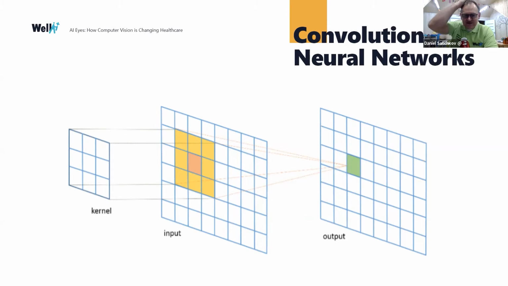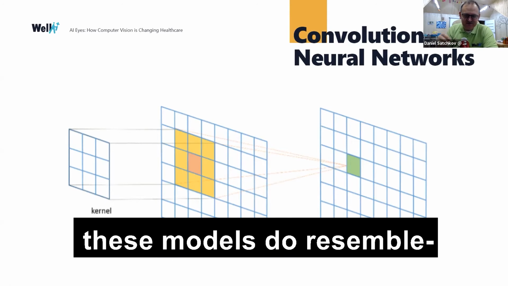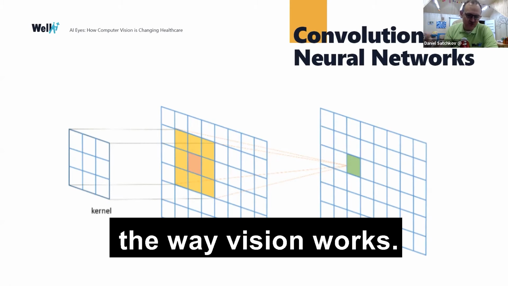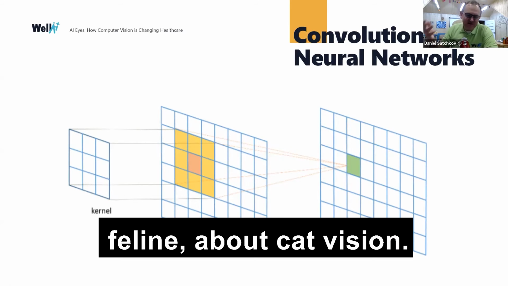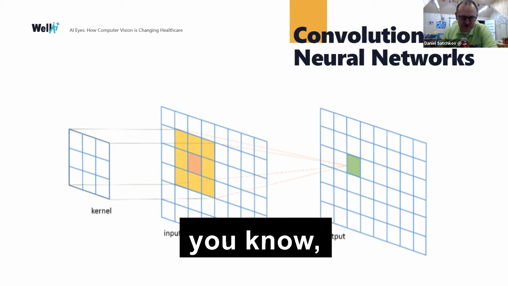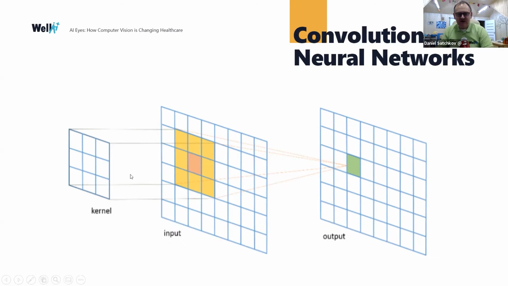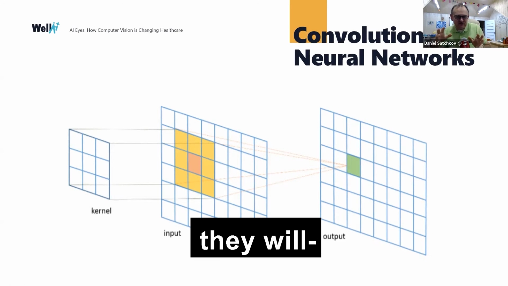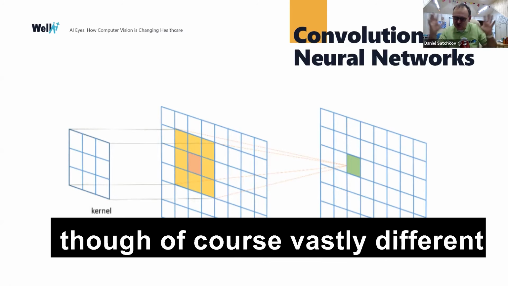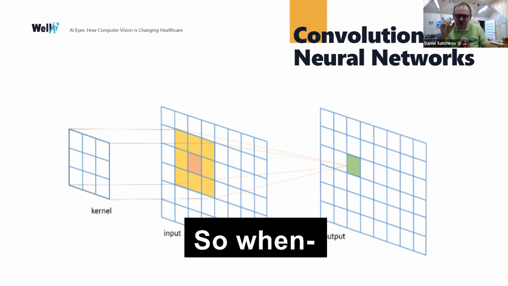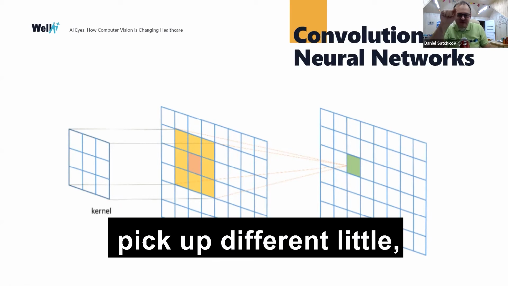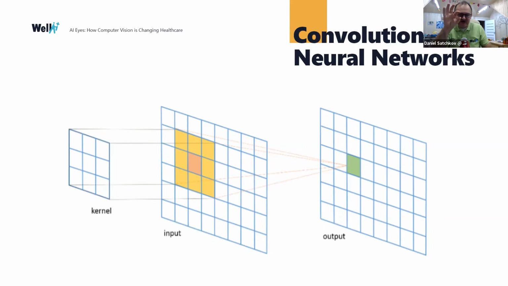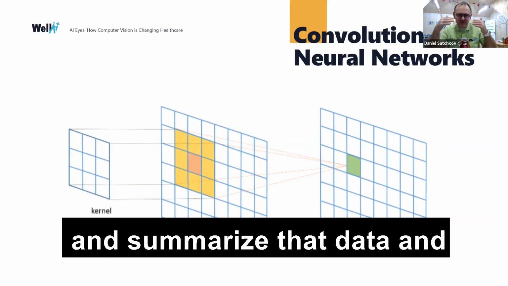Now, in fact, this is where I would say that it is a proven fact that these models do resemble the way vision works. These first models were inspired by a lot of research about cat vision, about how cats see the world. There's a lot of tests, and obviously a lot of mammals will have similar eye structures, though of course vastly different in complexity. So when we have different layers, and we pick up different little areas on what we're looking at, then summarize the data and put it through filters.